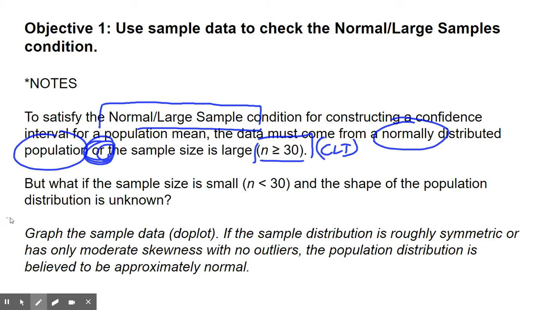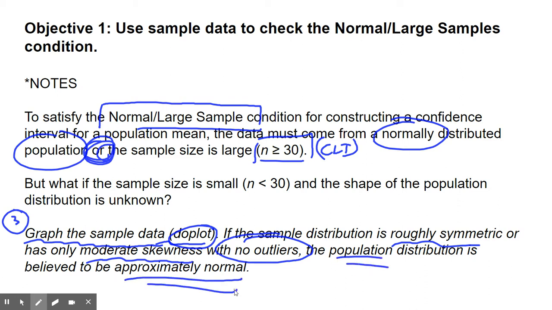And yes, your third option here is to graph the sample data. I like to use dot plots. You'll see them use various different dot plots. What we're trying to do is show that the sample distribution is either roughly symmetric or only moderately skewed and has no outliers. If that is the case, then we're going to use the sample data graph to go back and say that we think the population is approximately normal. Okay, so this is going to be your third option in the normal large sample condition.